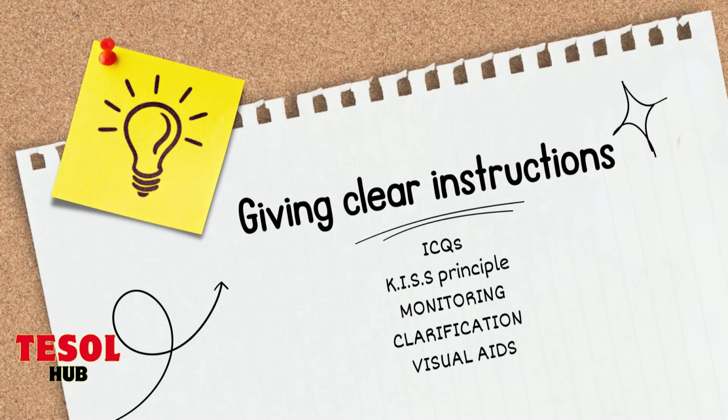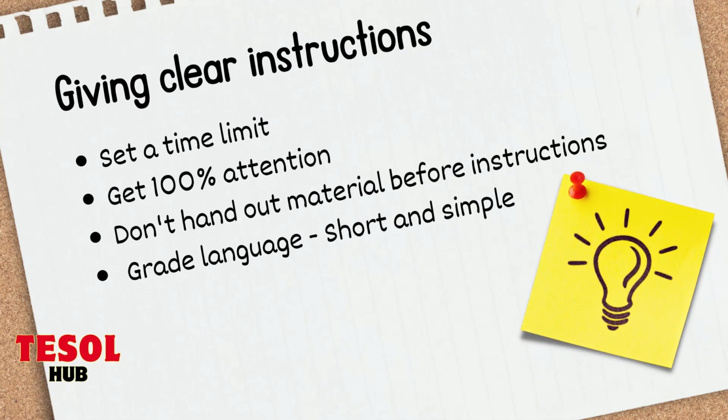So giving clear instructions, we will be having some tips for you. The first one, setting a time limit. Whenever you give your students an activity, you need to set a time limit. For example, you're going to have 5 minutes to finish this activity. And you will start turning on the stopwatch on the board if you have the smart board in your class or the monitor, so your students can follow up with the time limit.